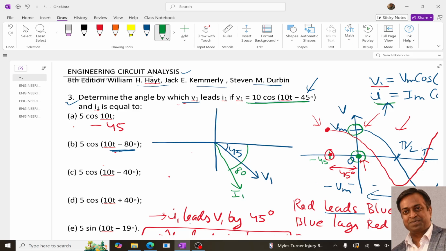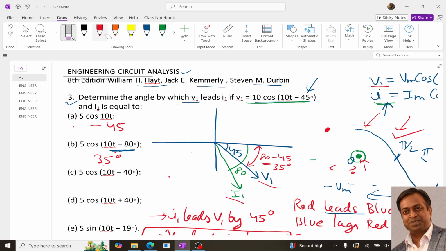So this is our 80, right? So this is I1. The difference between the angles is 80 minus 45, so it is 35 degrees, right? And over here V1 is leading, like V1 is ahead of I1. So simply we can say that the angle is 35 degrees. So V1 leads I1 by 35 degrees, right? Using a different approach now.